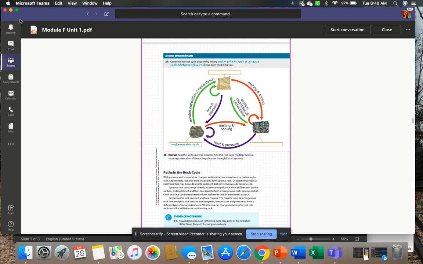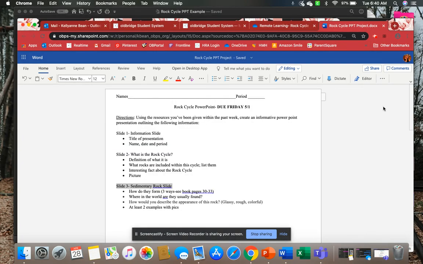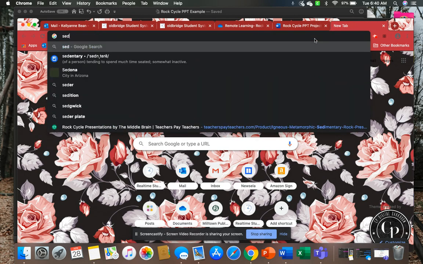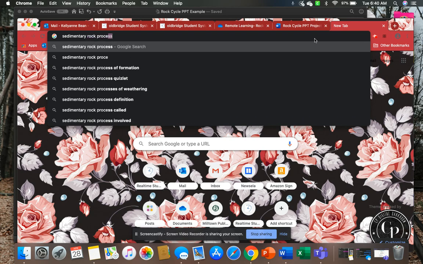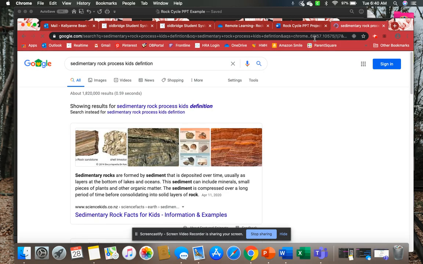If you can't find the information or the answer here, I would suggest going back to your web quest that was given to you last week. Go back in your files and look at those websites, because those will get you some additional information. Another suggestion is to go to your search tab and type sedimentary rock process kids definition. I do apologize, I spelled it wrong. It will also tell you how it is formed as well.